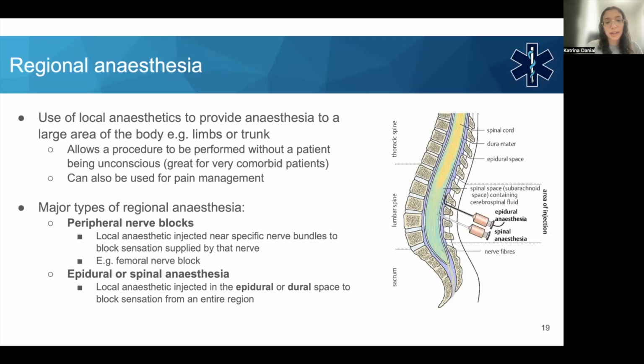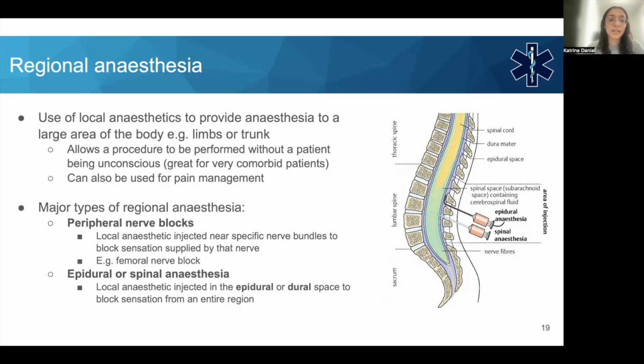All right, so now let's talk about the regional techniques of anesthetic. So we've talked about the GA, and now we're talking about regional. The benefit of a regional technique is that the procedure can still be performed without having to put the patient through the GA and all the instability that can occur there. And so it's great for your patients that have a lot of comorbidities, etc.